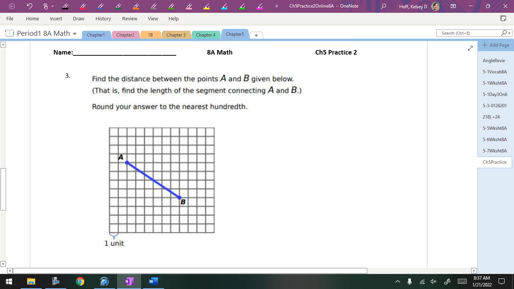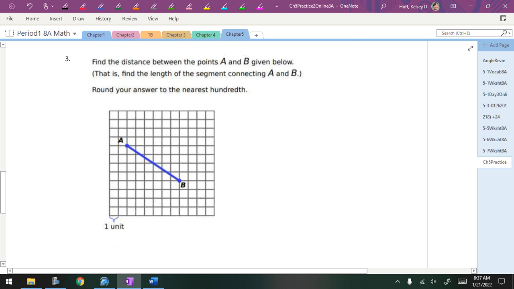Now we're to yesterday's. Find the distance between points A and B. That is, find the length of the segment connecting A and B. Round your answer. Oh, be careful here. Do you see that? Hundredth. So this one's going to make us round differently. What should I do on this?